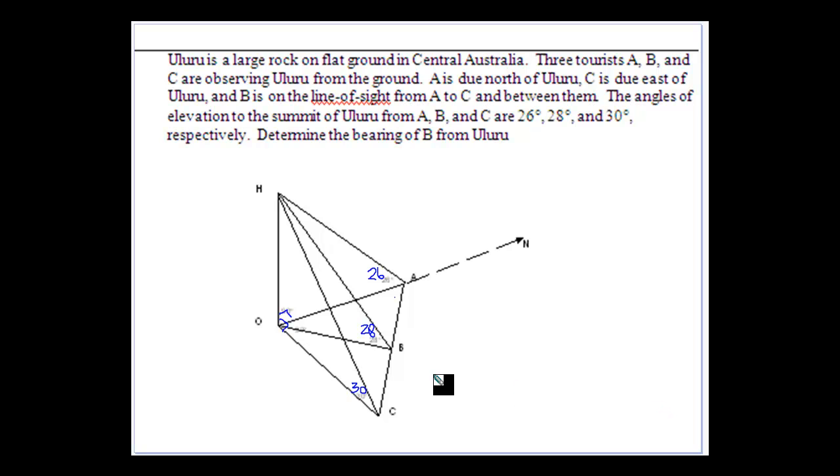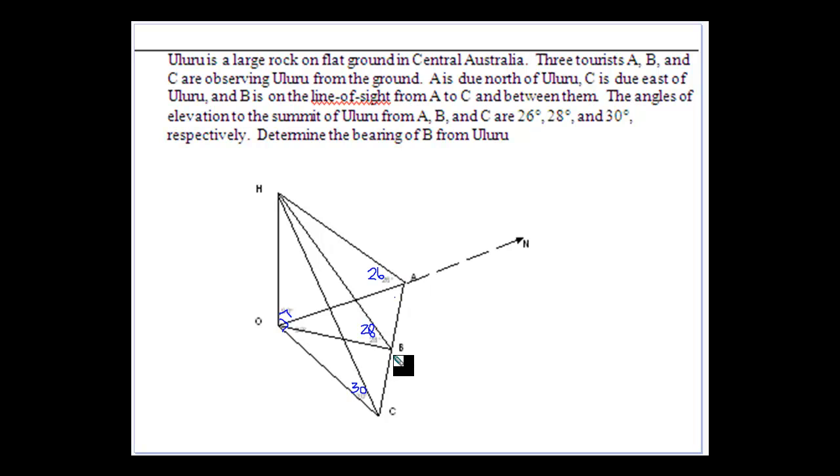Okay, this question is a little bit difficult because there's a little bit of a trick to it, so we need to consider at the end. What we've got is three spots, and they're looking at the height of Uluru, and they get it from different places. So from due north, when they look at it, it's got an angle of elevation of 26.